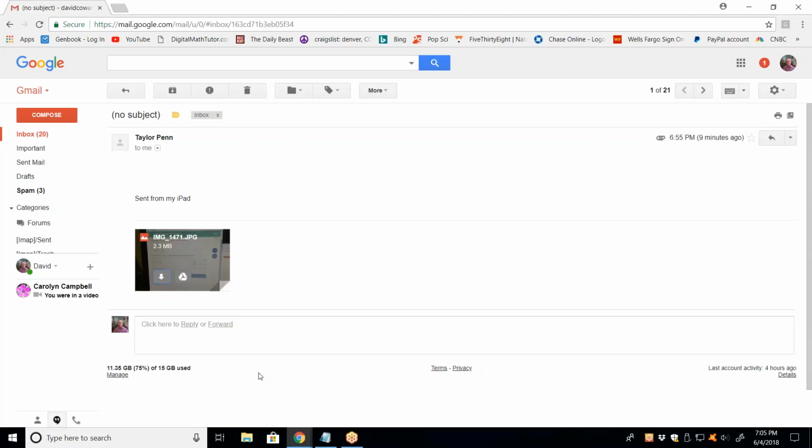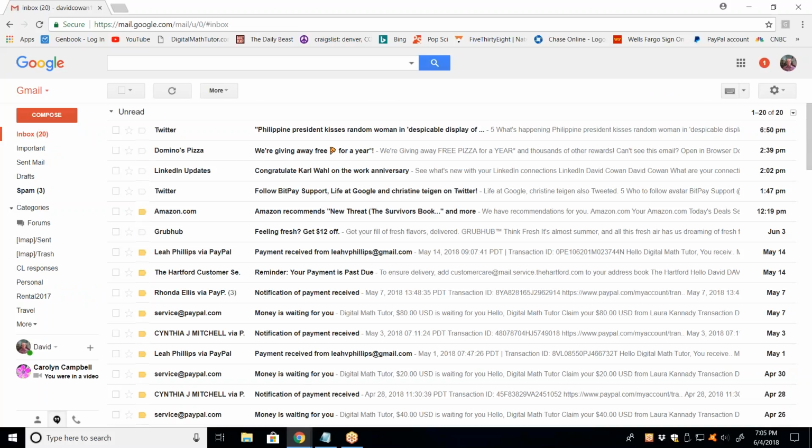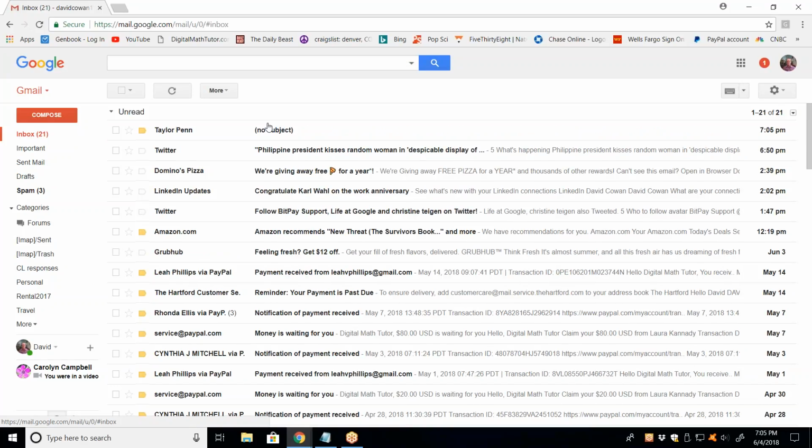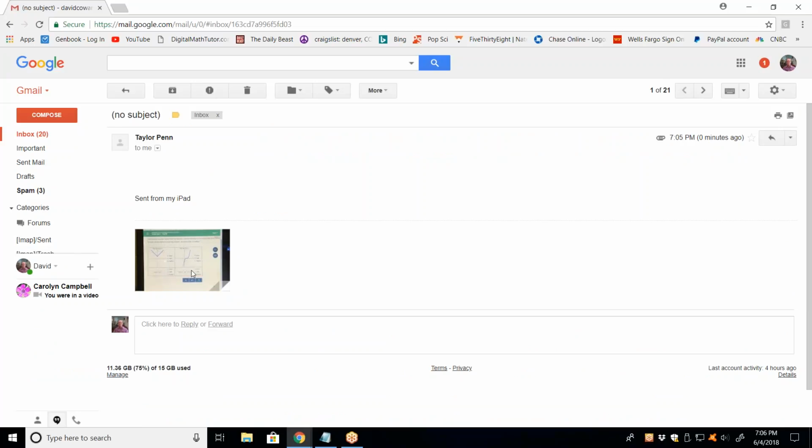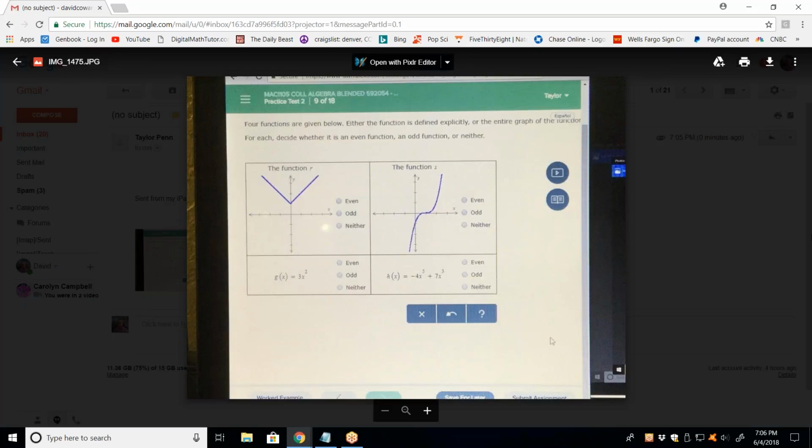Okay, I'm emailing you the next one. Talking about even, odds, and neither. Just like before. Four functions are given below. Either the function is defined or the entire graph is shown. For each, decide whether it's even, or odd, or neither.